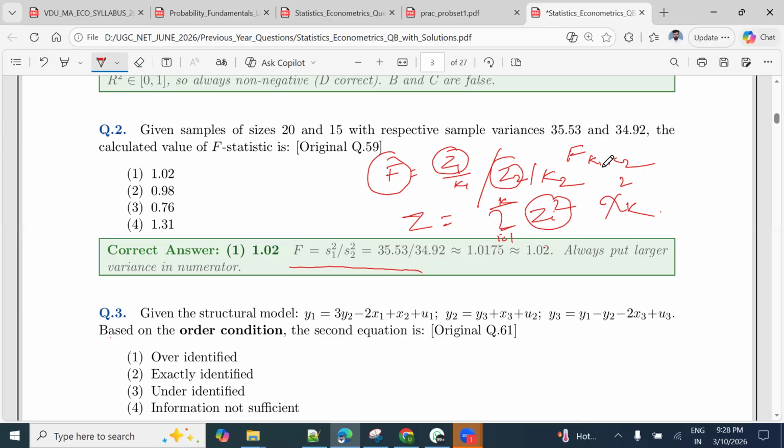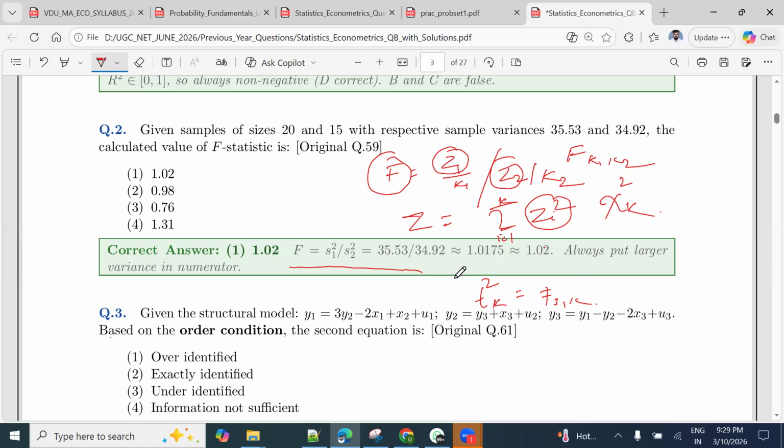And second, if K1 and K2 become large, then the F distribution will approach the normal distribution. Another property is that t square K will always equal F1K. That means the square of a t-distributed random variable with K degrees of freedom has an F distribution with 1 and K degrees of freedom.